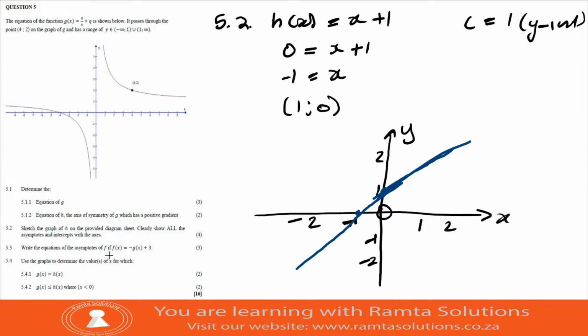But they said clearly show all the asymptotes, and this graph does not have asymptotes. So these are the points we're looking at, (0, 1) and (-1, 0). These are our intercepts with the axis, and we called it h of x. All right, this is where we get all our marks. So far we have 9 marks. All right, let's go to 5.3.